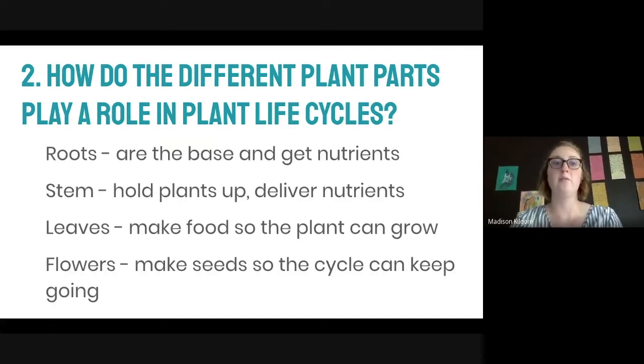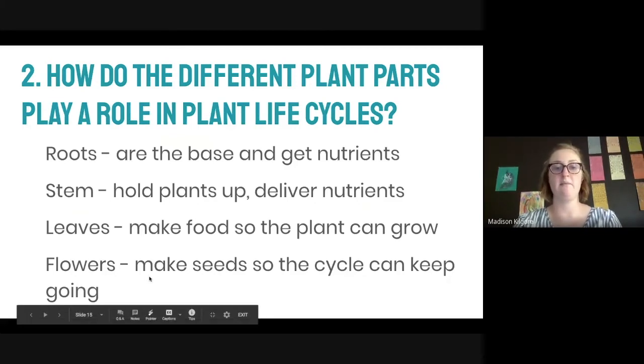So, we talked about the seeds are the beginning, which we talked about yesterday, and then they become roots. And then roots are the base and they get nutrients. The stem holds plants up and delivers the nutrients. The leaves make food so the plant can grow. And the flowers make seeds so the cycle can keep going.